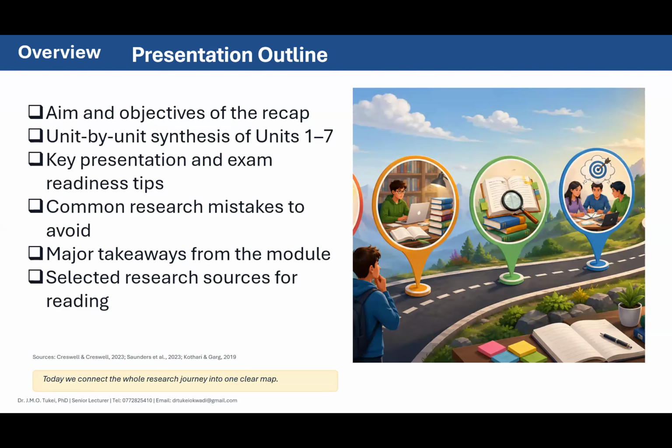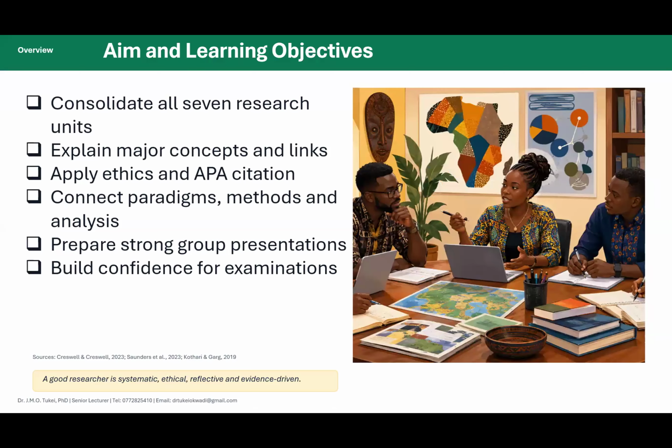So the key message therefore that we must have here is that the module should be understood as one coherent system of decisions. Colleagues, we now need to clarify what learners should achieve by the end of this recap. What would you want to achieve? I've mentioned this. Consolidate all the 7 research units. Explain major concepts and links. Apply the ethics and APA citation.